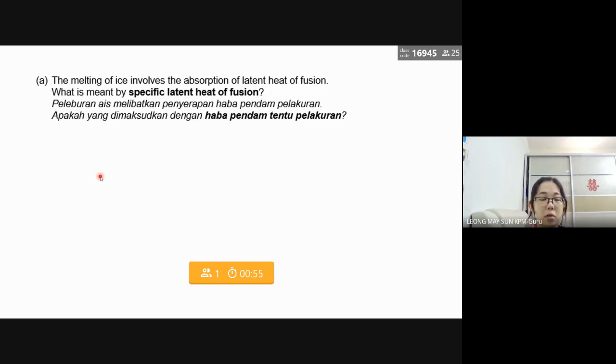Do take note, this is not a general question. It's not specific latent heat, but specific latent heat of fusion. When the question mentions specific latent heat of fusion, fusion means the melting of ice, which involves absorption of latent heat of fusion. So it's specifically from ice to liquid. Please be very careful. Don't just look at the second sentence, what is meant by specific latent heat of fusion. Here, the melting of ice involves the absorption of latent heat of fusion.